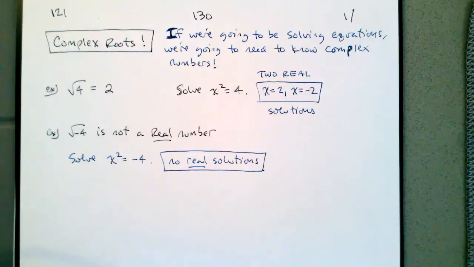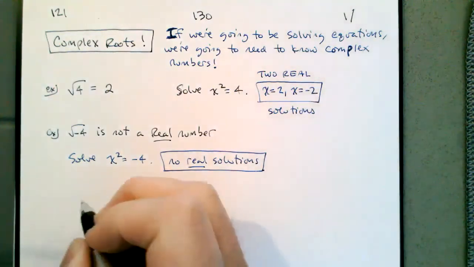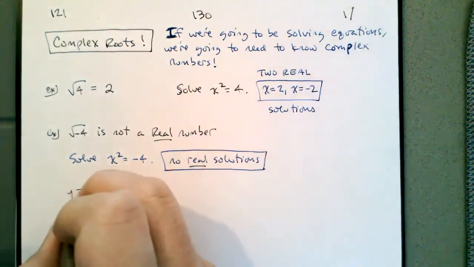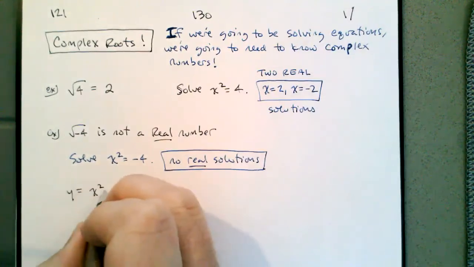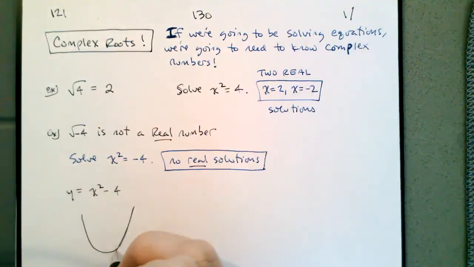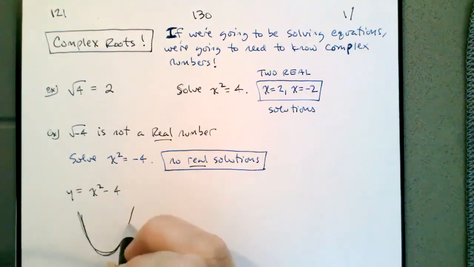We even tie this concept to things like graphs. So if we look at the graph of x squared minus 4, we know we'll have a parabola. That was a terrible parabola. It needs to be thinner on the bottom.